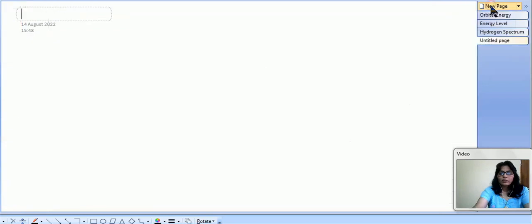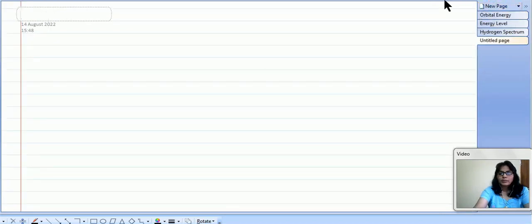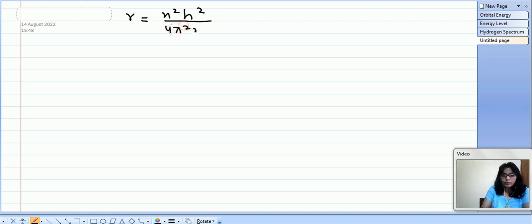With this value of r, let us go to the next page. First, let us write the value of r. So the value of r is equal to n square h square divided by 4 pi square m k z e square. This is the value of r, and now we have to calculate the energy.